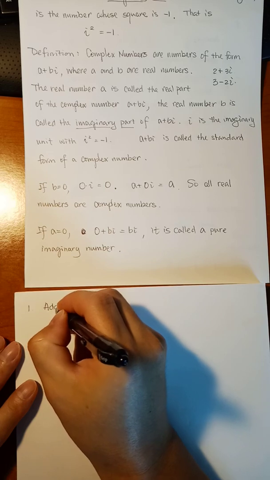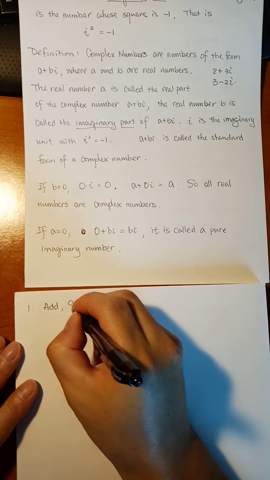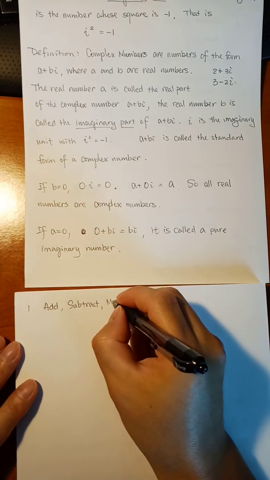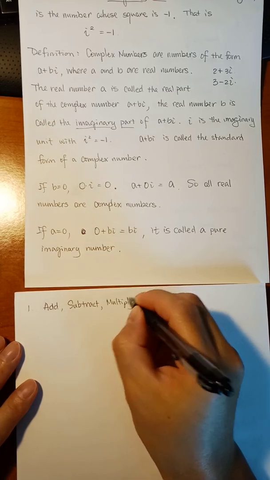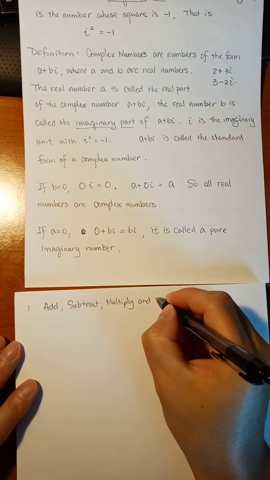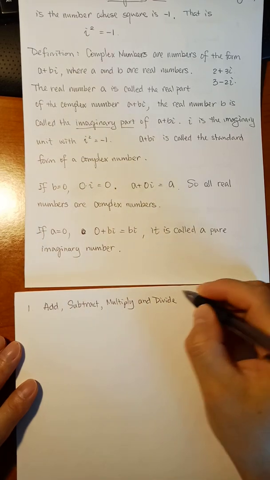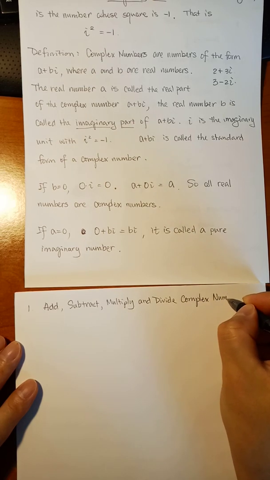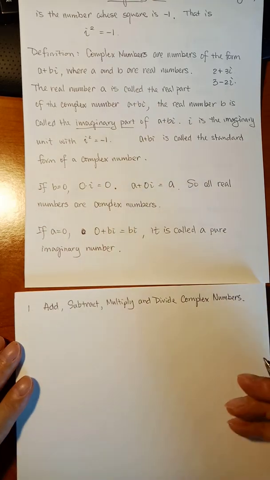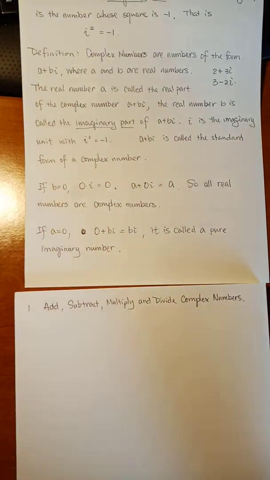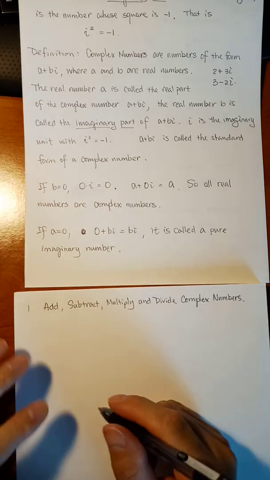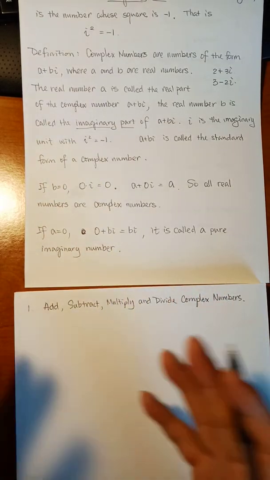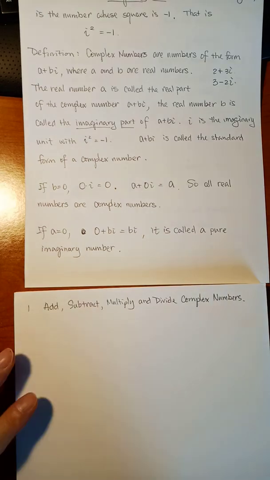So the first part, we're going to add, subtract, multiply, and divide complex numbers. Of course, if your complex numbers are just the real numbers, you know how to do it. But if they're really a mixed one, a plus bi, then you have to do the following.